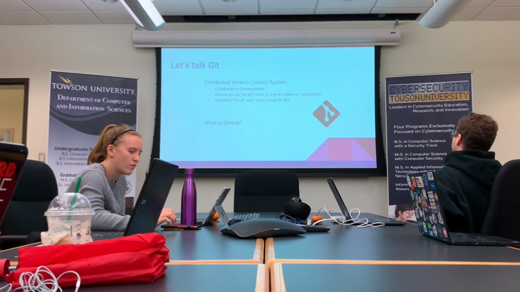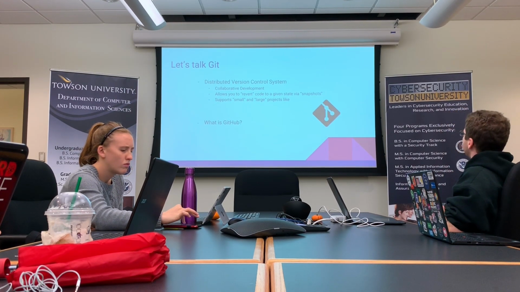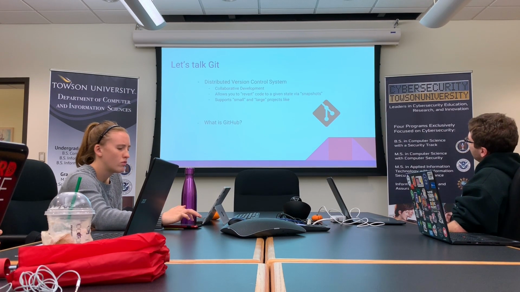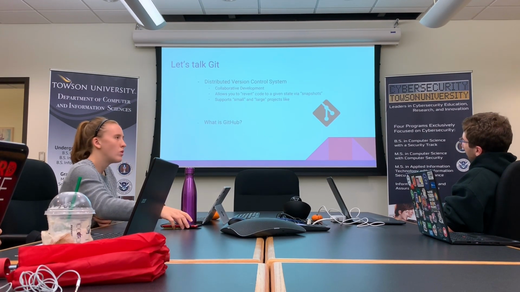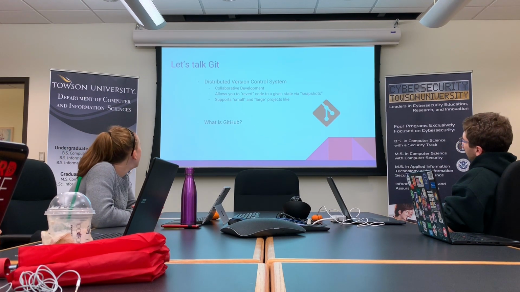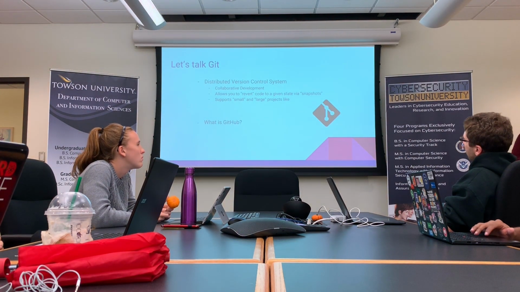Git is a distributed version control system. This is a system that allows you to push your code and have it stored somewhere. You can revert your code, you can take snapshots of your code, and you can have other people see your code. A distributed version control system is a place where you can make sure that everything is off of your machine and on someone else's.